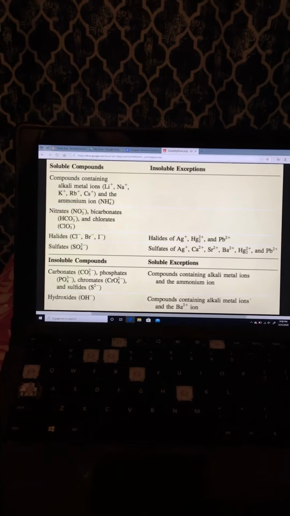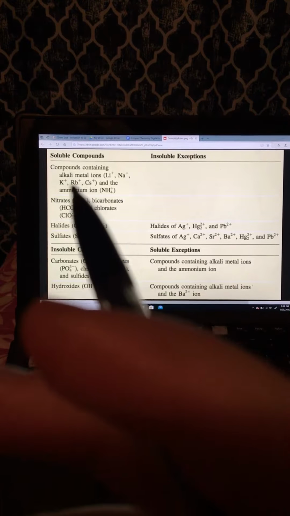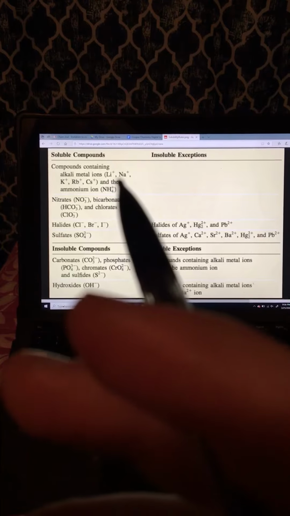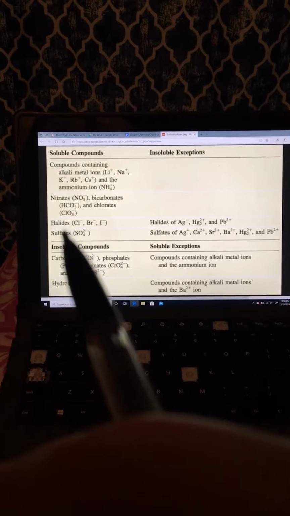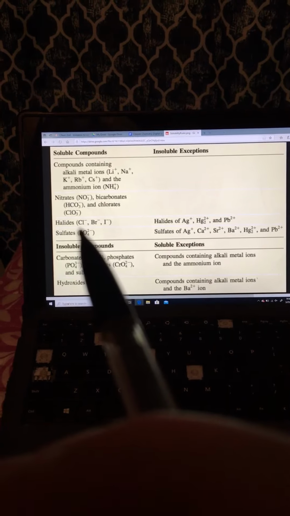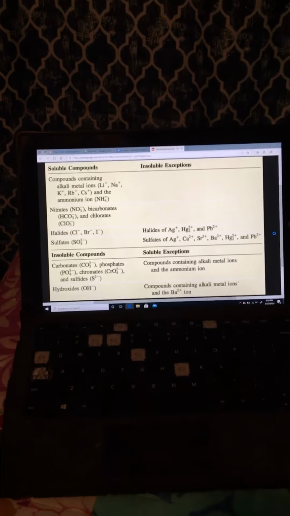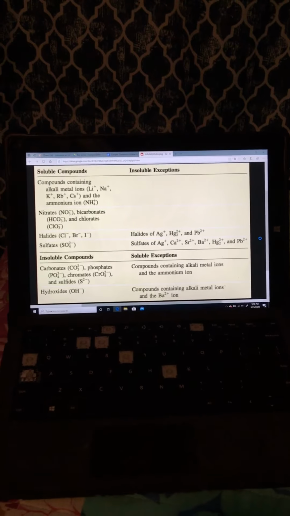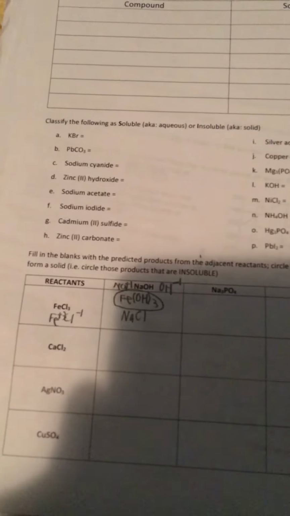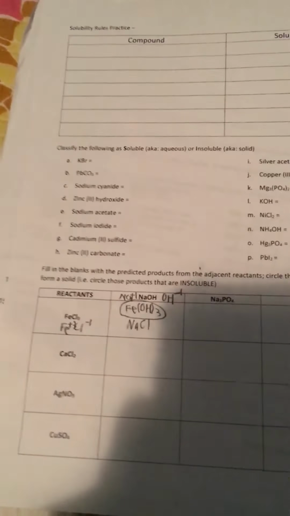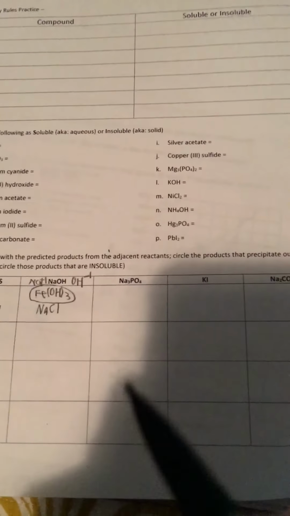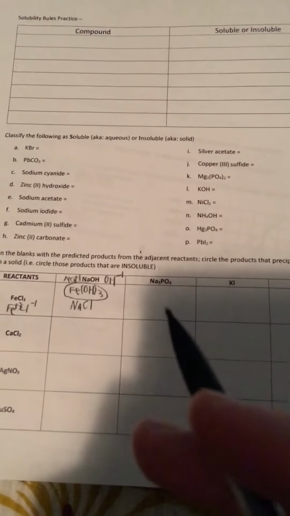Okay, so soluble compounds. Right away, the very first one up here says compounds containing alkali metal ions, Li plus and Na plus, are soluble. And it also says that halides, which includes Cl minus, both of which we have on our product, are always going to be soluble, so we know that we can leave that one uncircled. All right, so looks like we're done with that problem. So let's move on to the next part of this one.